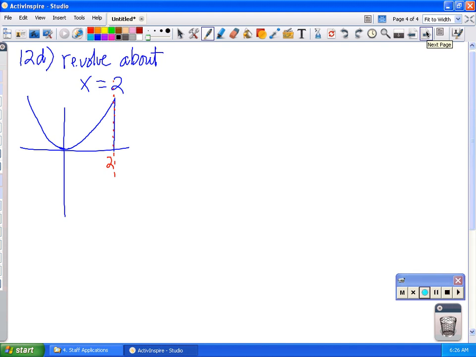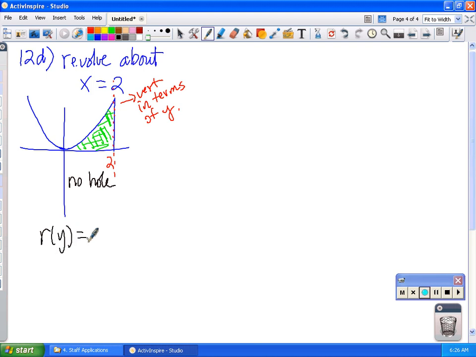And since we're revolving around the line x equal to 2, this is a vertical axis. It's parallel to the y-axis, so we are in terms of y. The region that we're revolving this time is the same region, and notice that this region is completely flush to the axis of revolution. So in this problem, there will be no hole, which means that there will only be one radius, r of y.